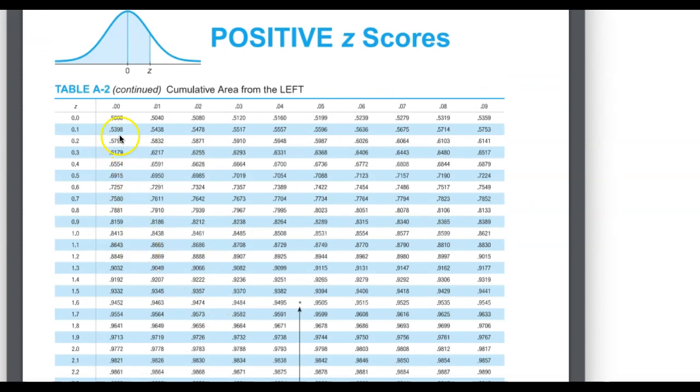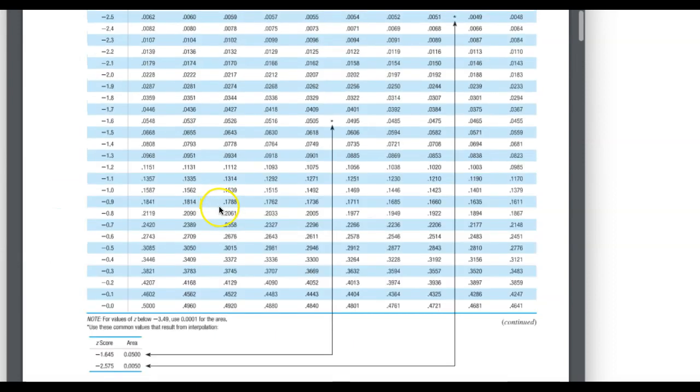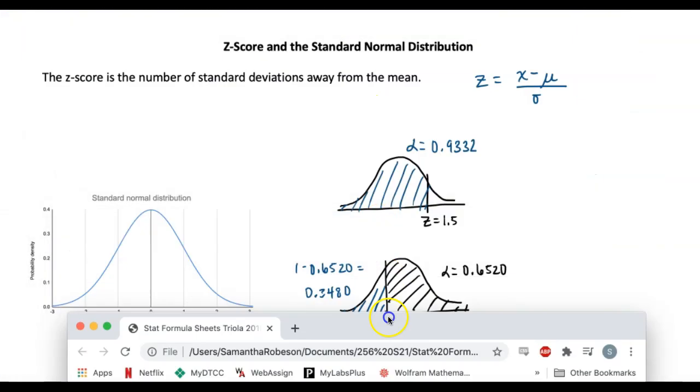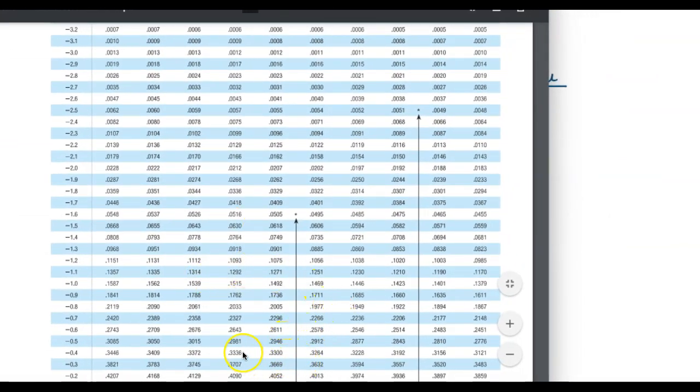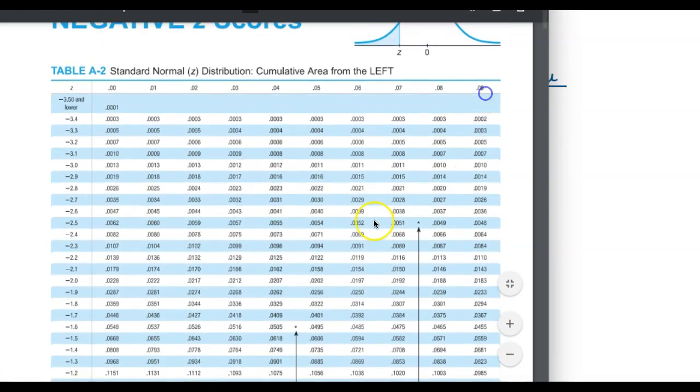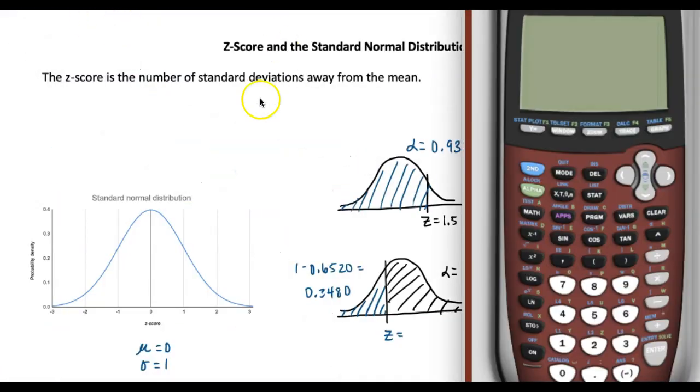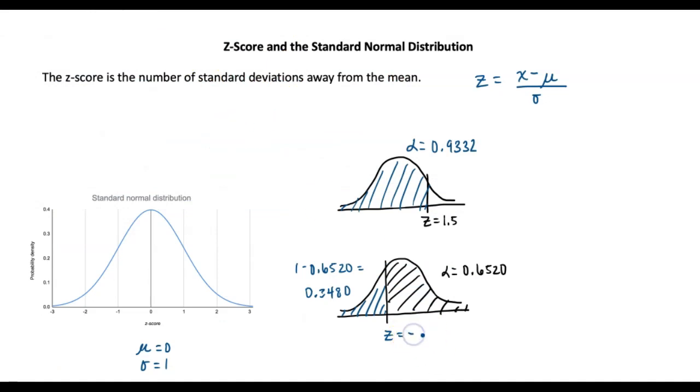And in the realm of positive z-scores, I've got everything greater than 1/2. So let's look at our negative z-scores. And we are looking for 0.3480. And it looks like the closest we're getting is 0.3483. And so I'll estimate that this is negative 0.39. And so that's our z-score. Our z-score is negative 0.39.